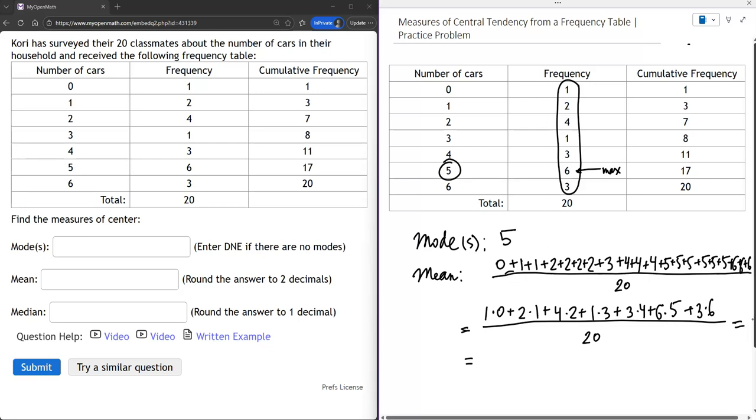So what we have is 0 plus 2 plus 8 plus 3 plus 12 plus 30 plus 18, all divided by 20. And we have 10, 13, 25, 55, 65, 73. So we have 73 divided by 20. 73 divided by 20 is, what is it? 3.65?